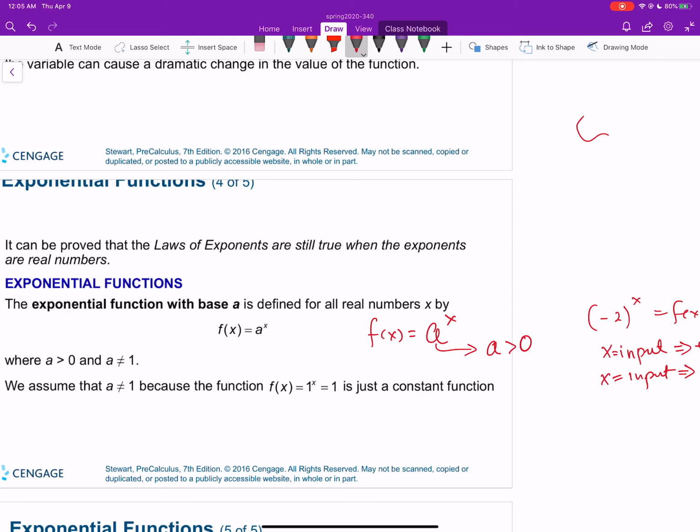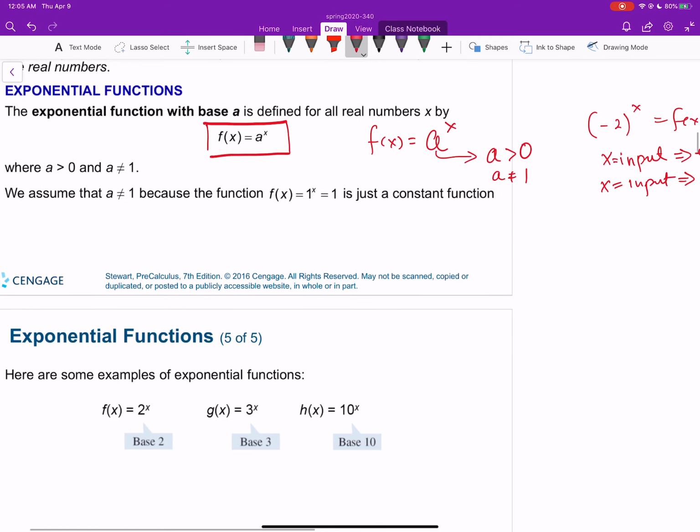Another condition we want to make is that we don't want a to be 1, because if a is 1, there is no growth, because 1 raised to any power is always going to be 1. So for that reason, we're going to classify our definition for an exponential function to be f of x equal to a raised to the x. Bear in mind that a has to be greater than 0 and a cannot be 1.